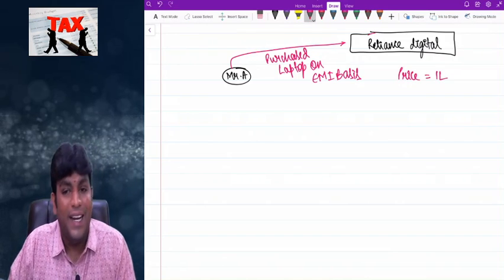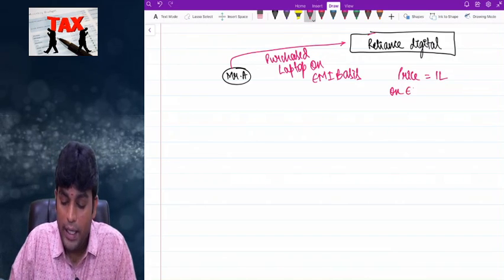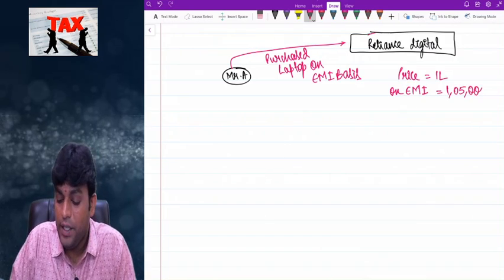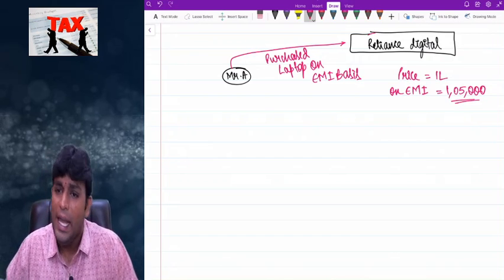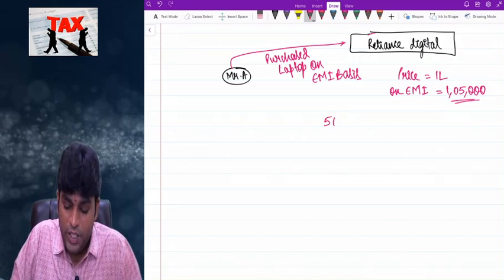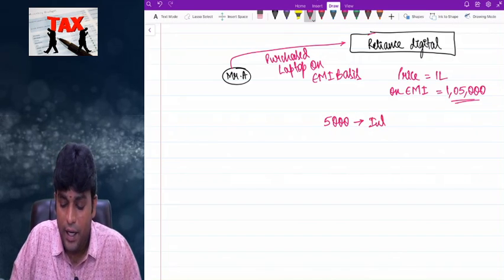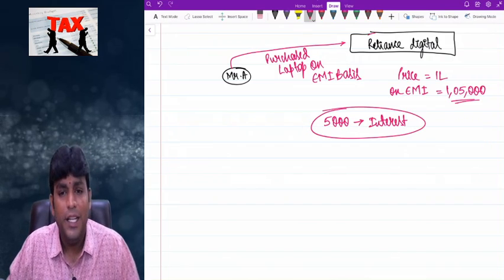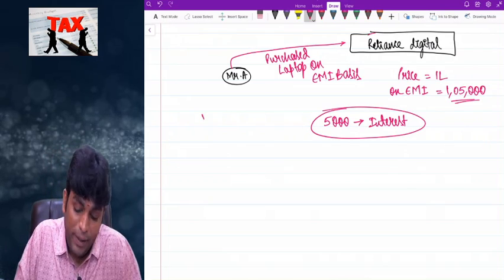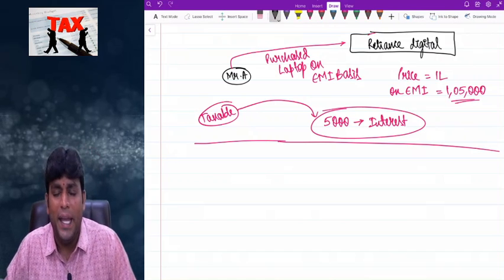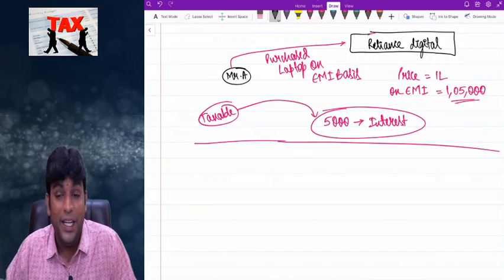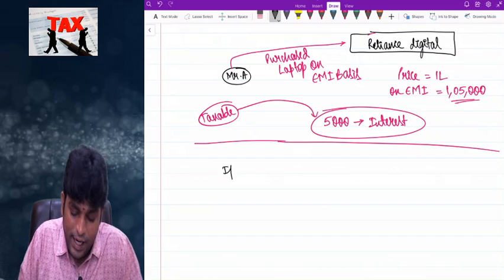Now, the price of the laptop is 1 lakh. On EMI, the price of the laptop is going to become, let's say, 1,05,000. Reliance Digital is taking an extra 5,000 because Mr. A is going to pay the amount on EMI basis. Now, my straight question, this 5,000 is nothing but interest, yes or no? Speak out. In this particular scenario, my dear friends, that 5,000 interest is taxable, because it is being charged by the actual supplier. That's definitely taxable.